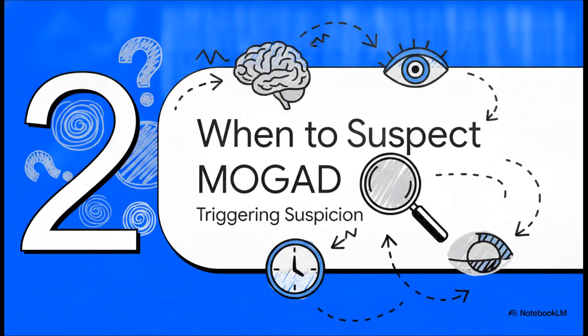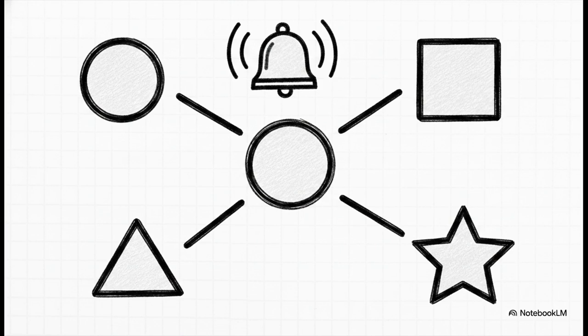Moving on to Section 2, When to Suspect MOGAD, Triggering Suspicion. Now, the most important thing to understand here is that MOGAD is a bit of a clinical chameleon, right? It doesn't just present in one single uniform way. Instead, the evidence tells us there are 4 distinct, highly specific initial clinical presentations. When a patient walks through your door exhibiting one of these 4 presentations, well, that's exactly when the alarm bells for MOGAD should start ringing loud and clear.